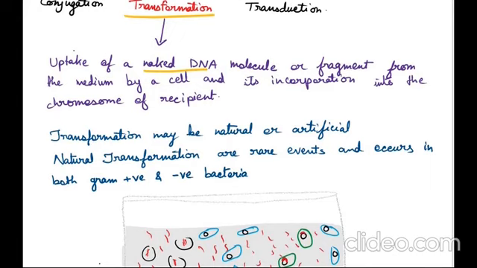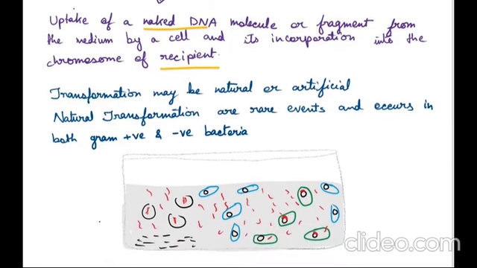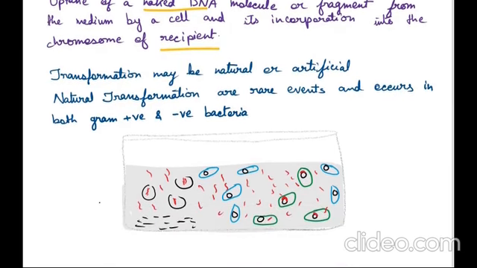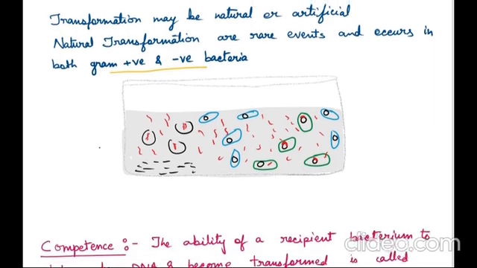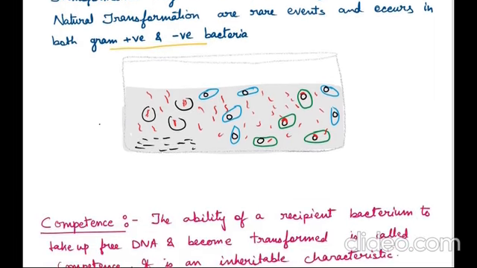The cells that are taking up are called the recipient bacteria, and the ones which are giving are called the donor bacteria. Now the transformation may be natural or artificial. Natural transformations are rare and occur in both gram-positive and gram-negative bacteria. So I have drawn this diagram to explain how the process looks. I'll just start labeling.